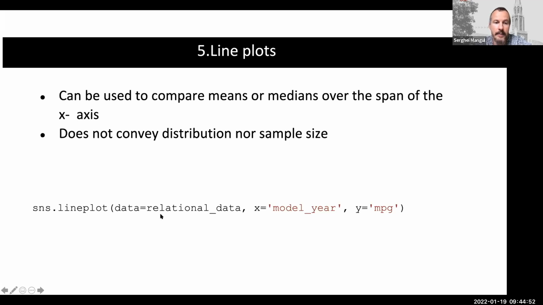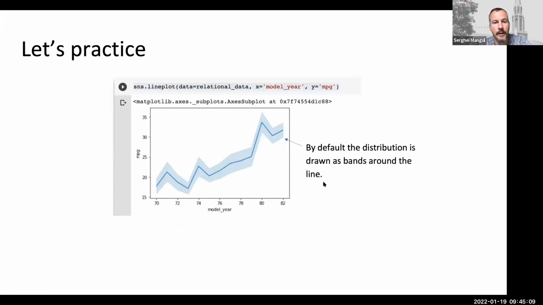This is the name of our data frame we're using. And we'll say we want to have on the x-axis the model year, right? When the car is produced. That will be our x-axis, and the y, how many miles per gallon the car can go. So let's see. Okay, so this is the line plot.